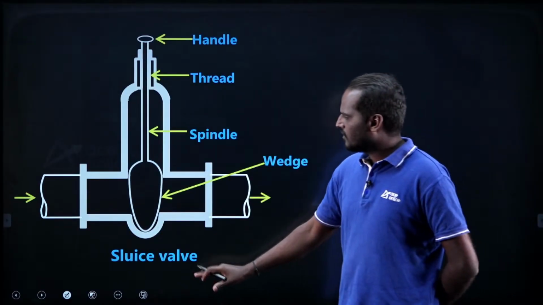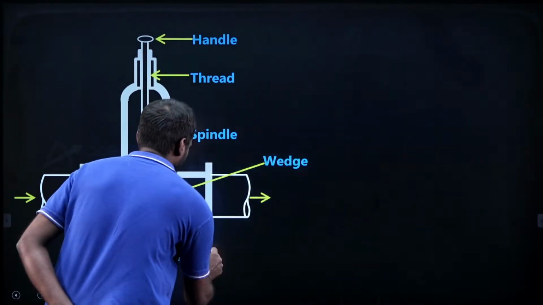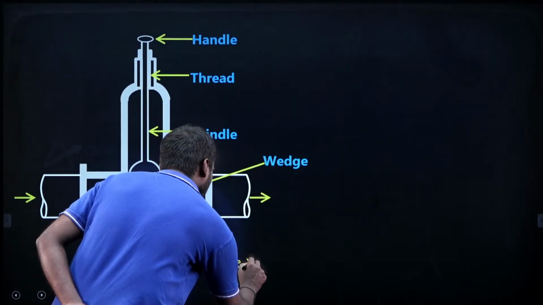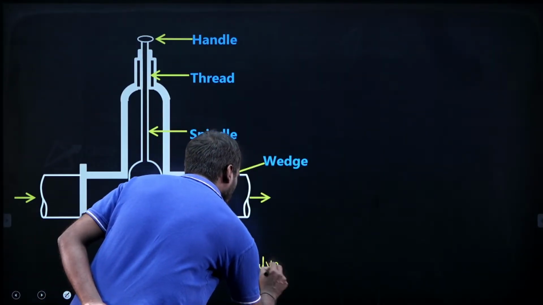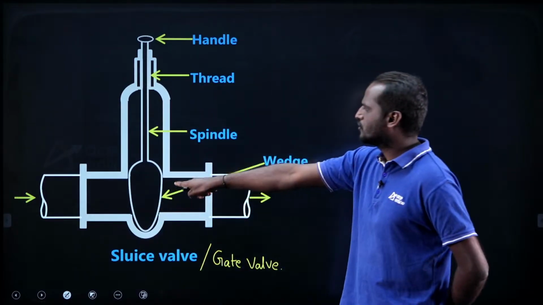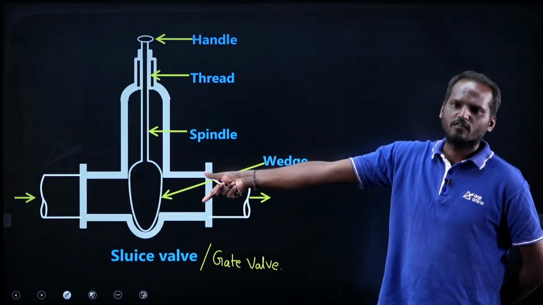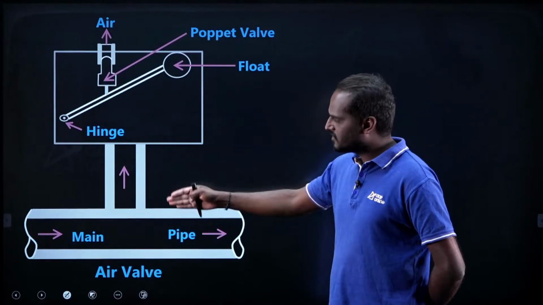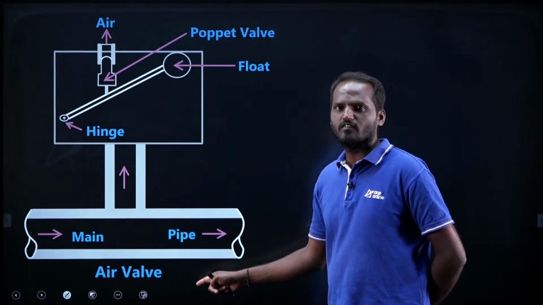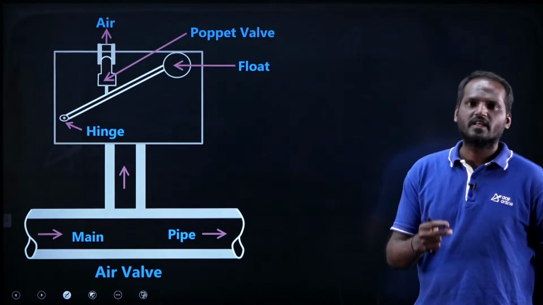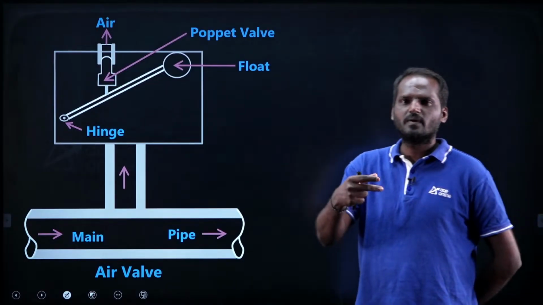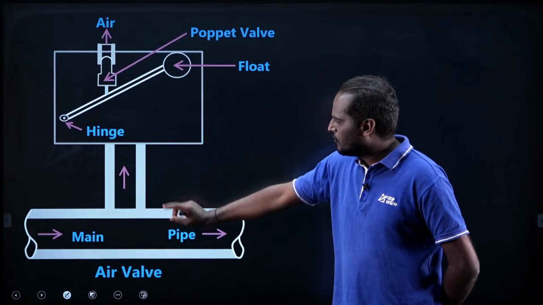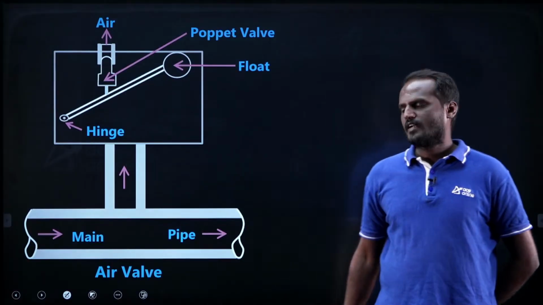Look at this sluice valve. This is also known as a gate valve. It regulates the flow. With the help of this sluice, we can control the flow. The air valve or air relief valve prevents the pipe from negative pressures. If there is a building of negative pressure inside the pipe, air is relieved and negative pressure can be controlled effectively with this valve.